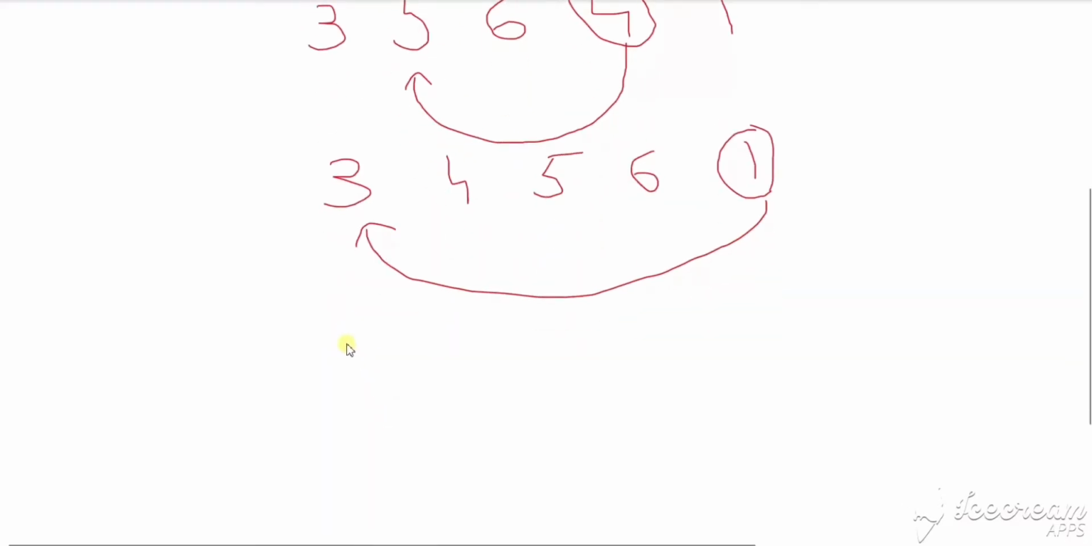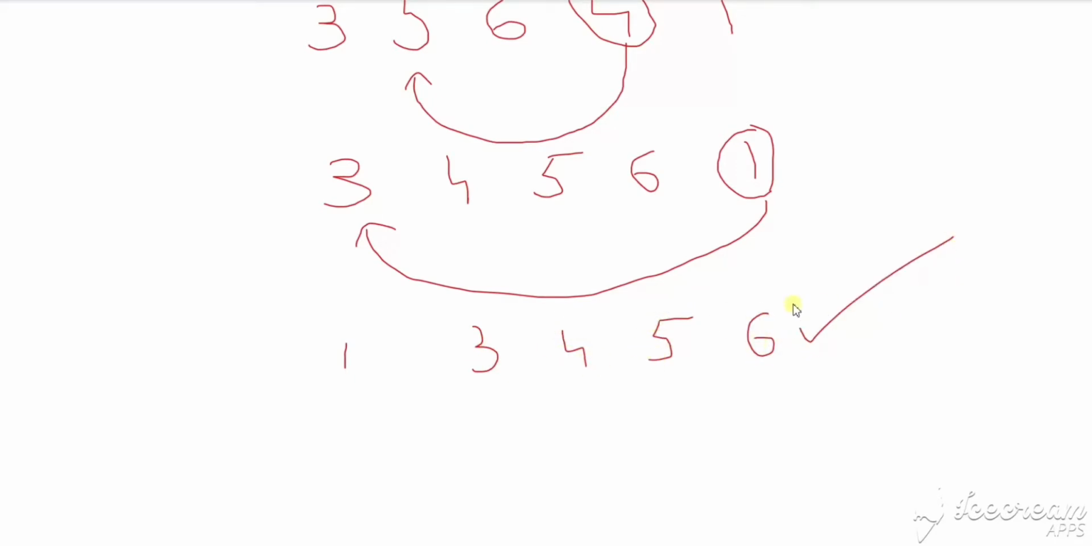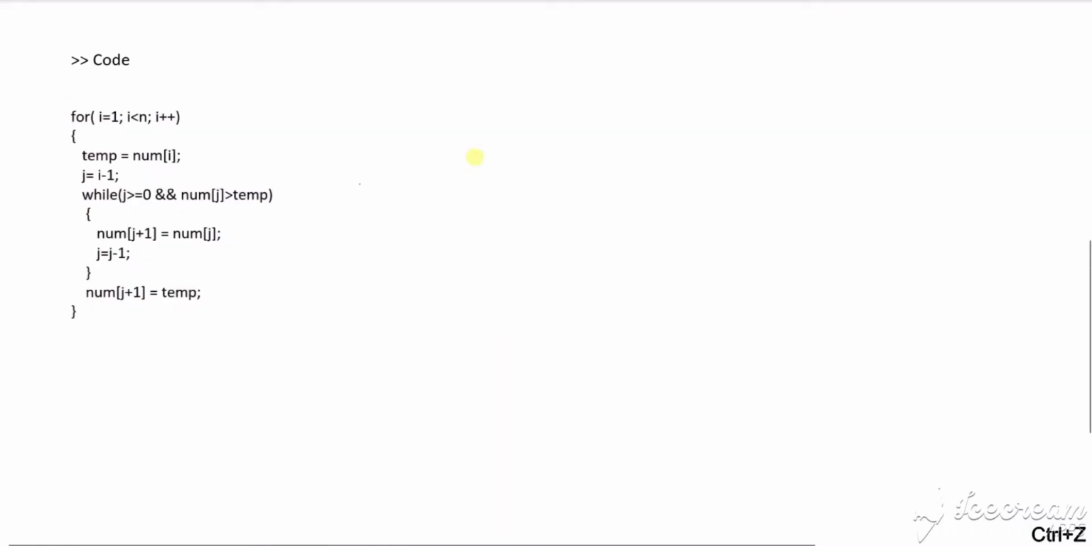Now for the last element it's the same procedure. We'll put it in the first element and we'll push the elements to the right side. So the elements have been sorted using insertion sort. So we'll now see the code for it.